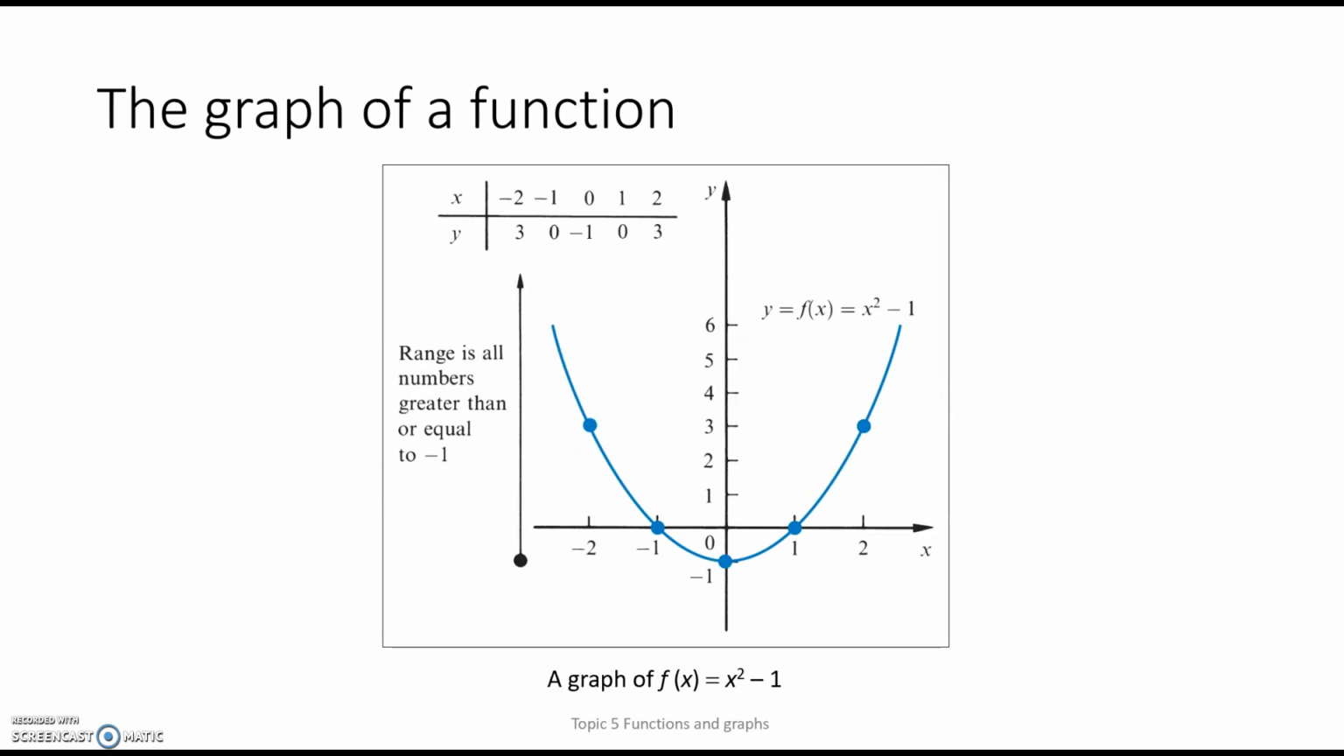In this particular example, we've got some x values, -2 through to 2, and the range is all numbers greater than -1. So we'd write the range as y is an element of the set y, such that y is greater than or equal to -1.